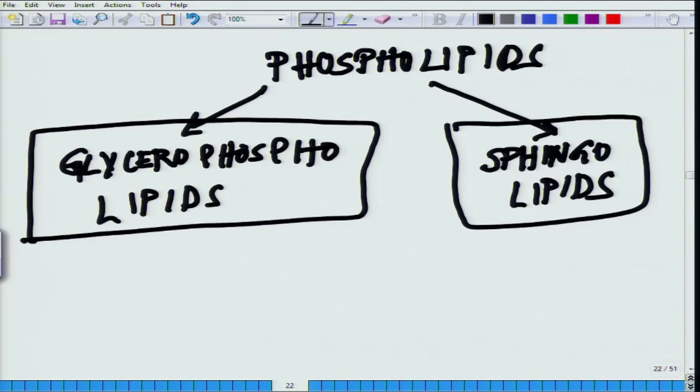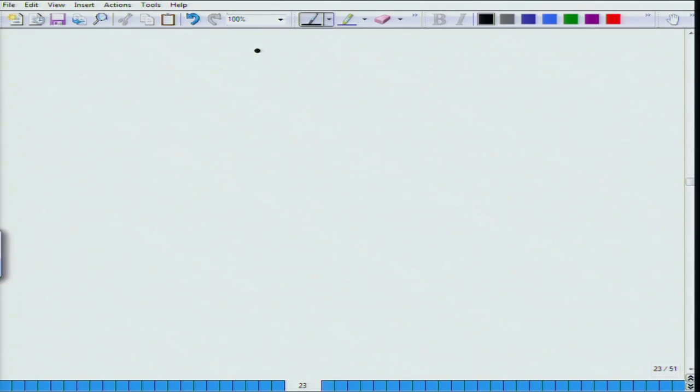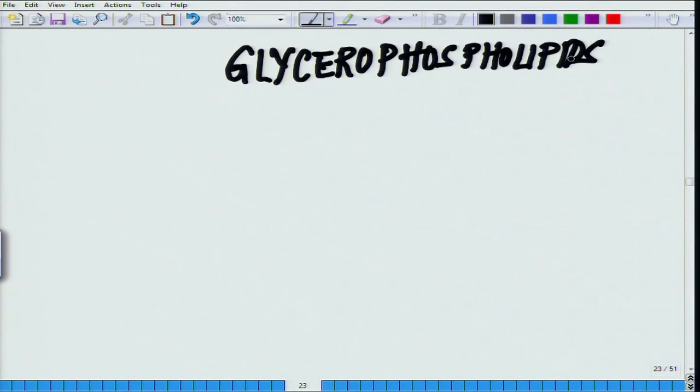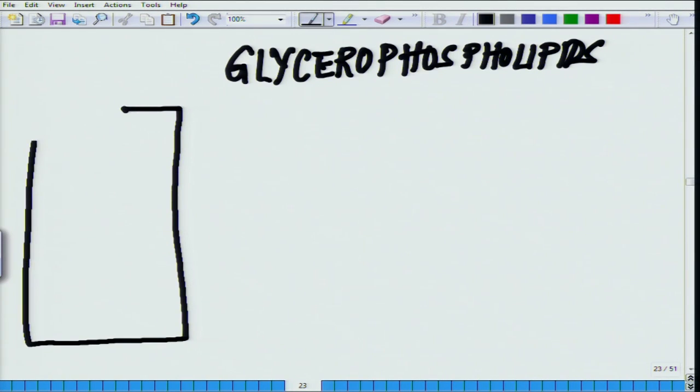Glycerophospholipids are very similar to the original lipids. So, let us talk about glycerophospholipids, how they look. Glycerophospholipids look like this. You have the glycerol moiety out here, which I was drawing yesterday, and you can go back to my previous lecture and you will see the structure of it.